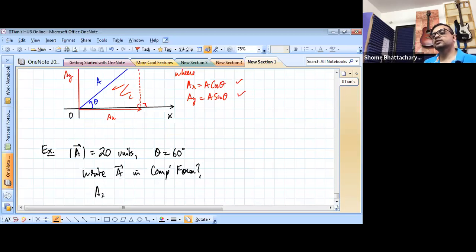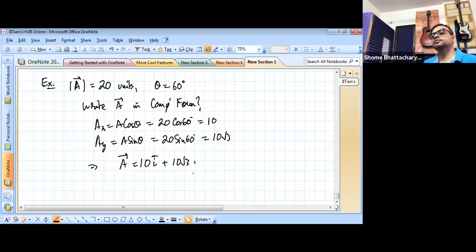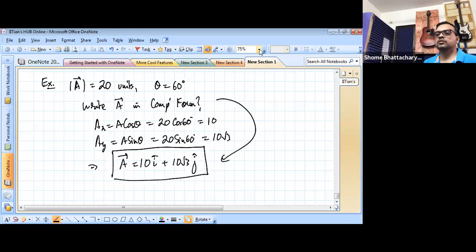So we use this formula that Ex is E cos theta, that is 20 cos 60 degrees, that will become 10, and Ey is E sin theta, so that is 20 sin 60, that would become 10 root 3. So the vector E would become Ex, which is 10 times I cap, plus Ey, which is 10 root 3 times J cap. So this would become the same vector E in component form.